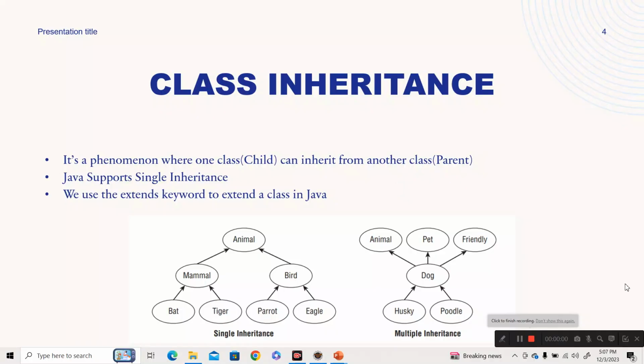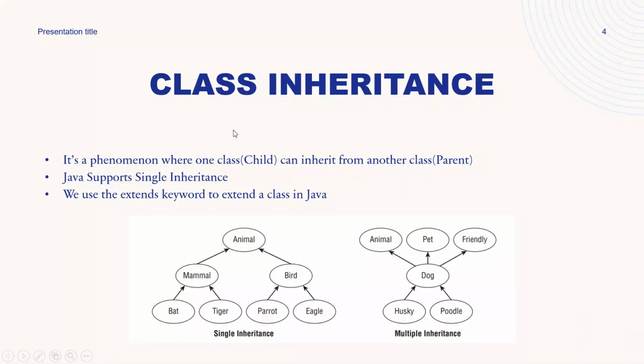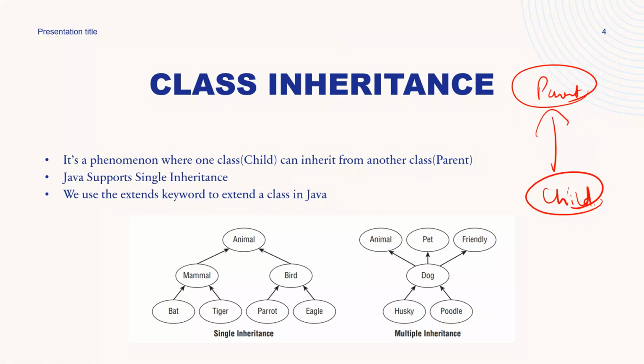Okay, so let us talk about class inheritance, guys. So how does inheritance work with a class? It's just a phenomenon where one class can inherit from another class. Now we have talked about inheritance a couple of times, so you would have a very simple idea: there is a parent class, and there is a child class. If the child inherits from the parent, then it also inherits the properties of the parent class.